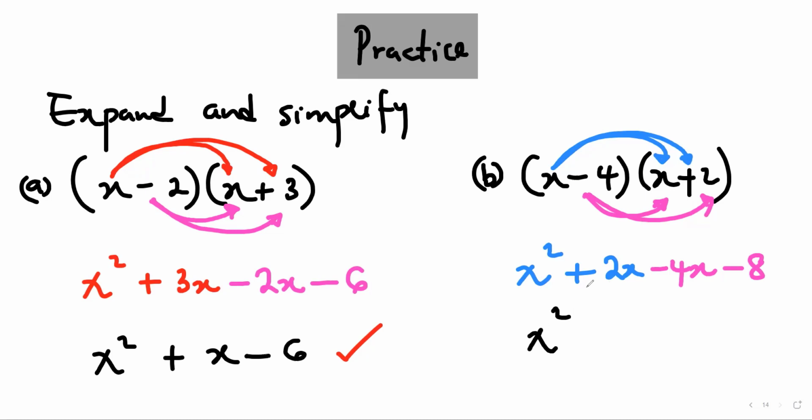And now to simplify, we write down x squared. And then we have here 2x. It's a positive 2x. Minus 4x. That's going to be minus 2x. And then here we have left minus 8. And this is going to be the final answer. Now, did you get this question correct? Yeah. Excellent. So this really brings us to the end of our session on expanding double brackets.